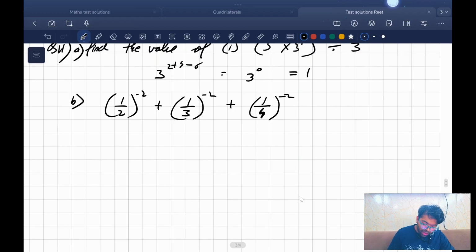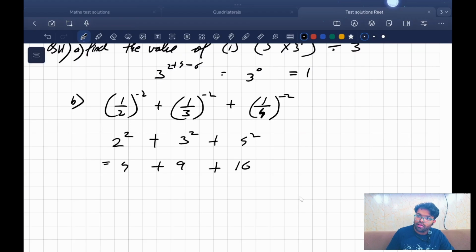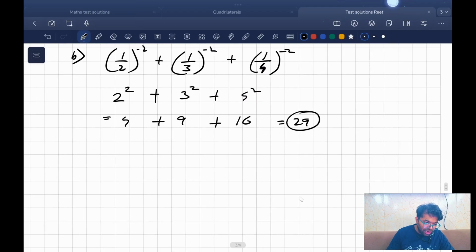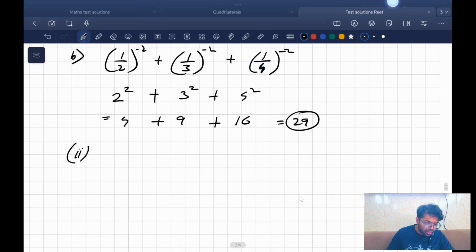सो दिस विल बिकम 1 by 2. इसका माइनस है तो रेसिप्रोकल कर देंगे. 2 to the power of 2 plus 3 to the power of 2 plus 4 to the power of 2. 2 to the power 2 is 4, 3 to the power 2 is 9, 4 to the power 2 is 16. 64 लिखा है क्या तुमने? ओके, गलत हो गया, केयरलेस मिस्टेक. 16 प्लस 9 इज 25 प्लस 4 इज 29. यहाँ पे केयरलेस मिस्टेक था तुम्हारा, ठीक है.